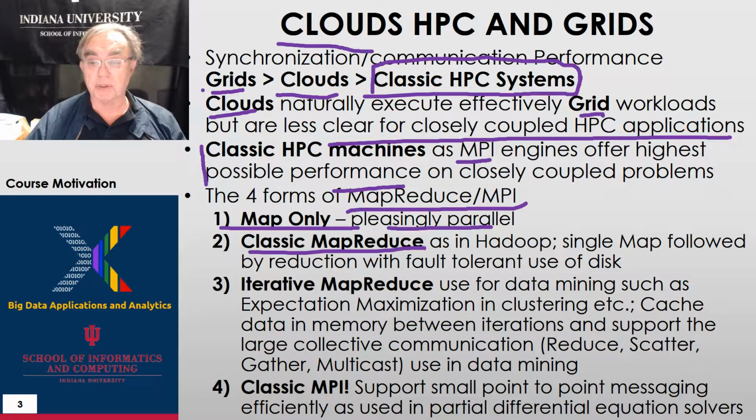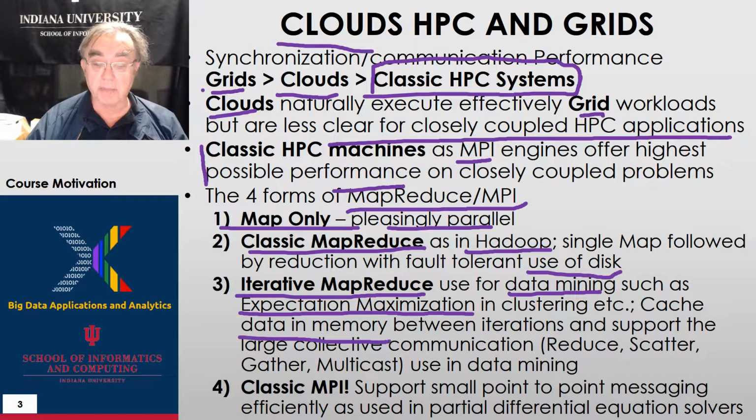The classic MapReduce, which is done in the basic version of Hadoop, a single map followed by a reduction using disk to communicate between those steps. The use of the disk gives fault tolerance, but slows down the system. Iterative MapReduce is used for data mining, such as the expectation maximization methods and clustering. It caches data in memory between iterations and does not write them to disk. And it also supports high-performance collective communication, such as reduction, scatter, gather, broadcast, multicast, and so on.